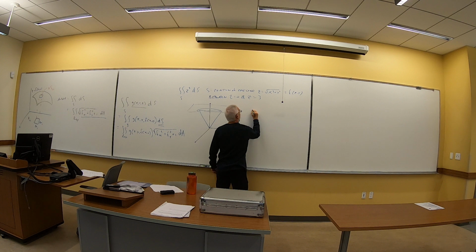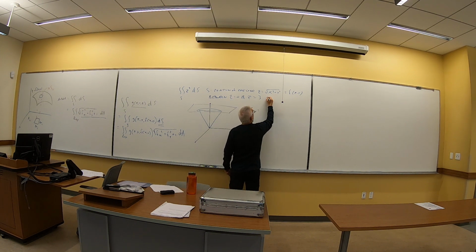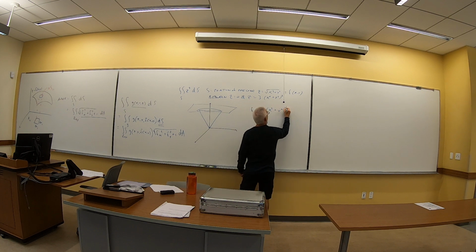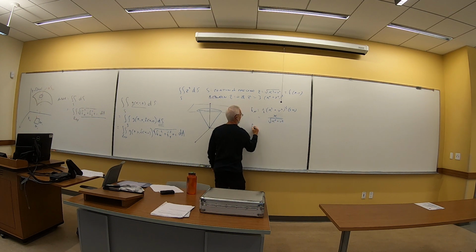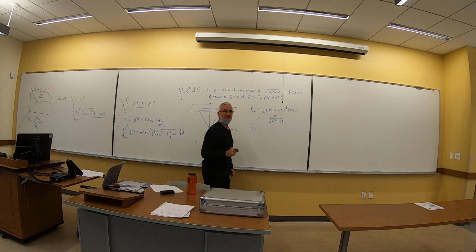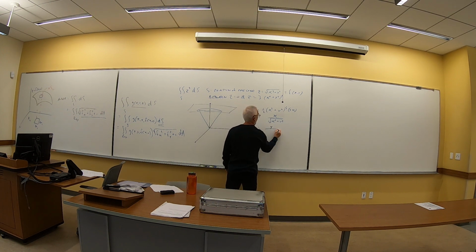So I need fx and fy. So fx would be, if I think of this as x squared plus y squared to the 1/2, then this is 1/2 times x squared plus y squared to the -1/2 times 2x, which is simply x over the square root of x squared plus y squared. Then what's fy? Well, we can be lazy here. It's going to look the same, isn't it? It's going to be y over the square root of x squared plus y squared.